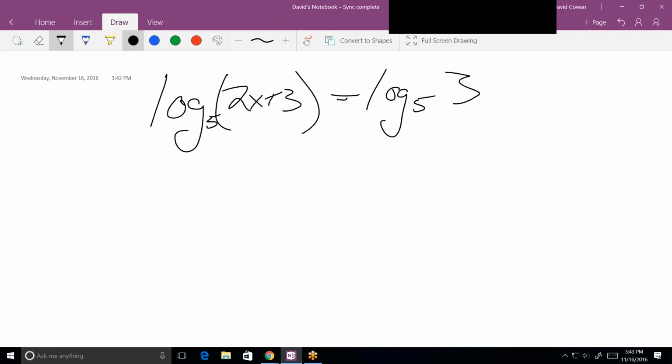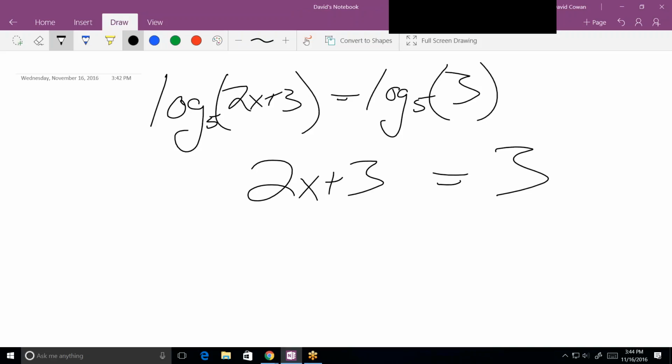Should I subtract log base 5 of 3 to the other side? You could do that, but that would make the problem much tougher. There's another principle at play here: if I have the log base anything of a quantity and it's equal to the log base the same anything of a different quantity, then I can set the quantities equal to each other. Right, the common base. X has to be 0.